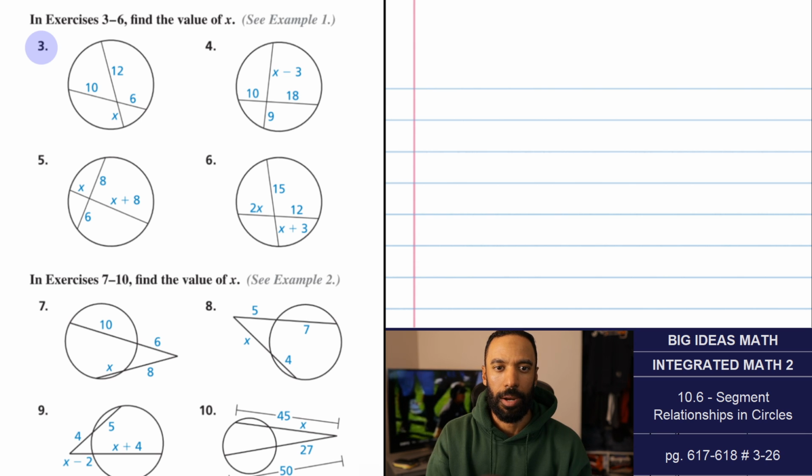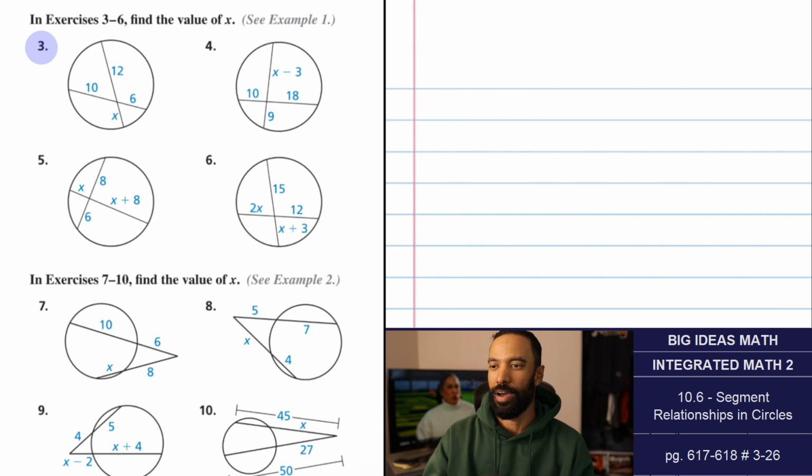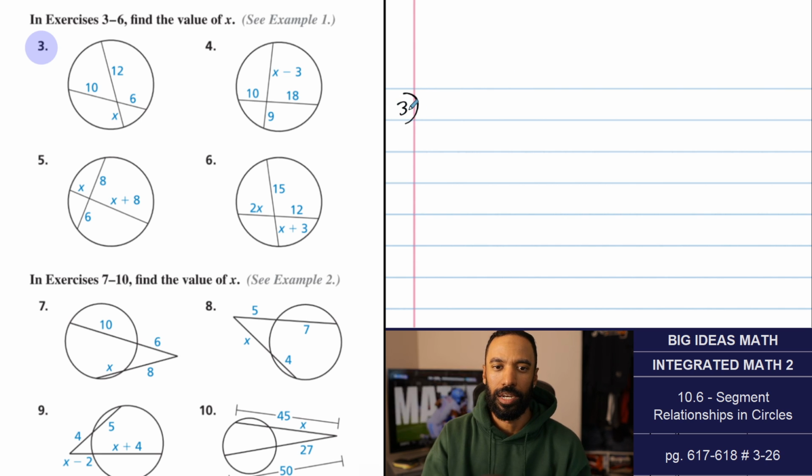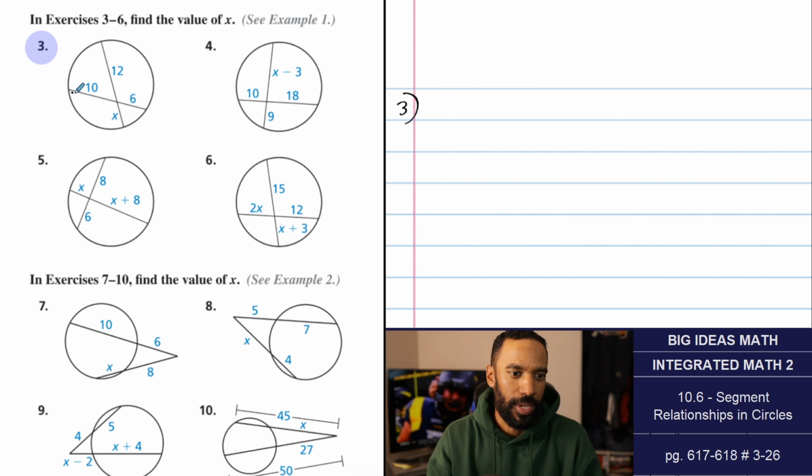We are going to start with numbers 3 through 6, where we find the value of x. These are chords that intersect inside the circle, so they have some broken up parts here. So on this one here, and all of them will be the same thing, we get to do this times this equals this times this.